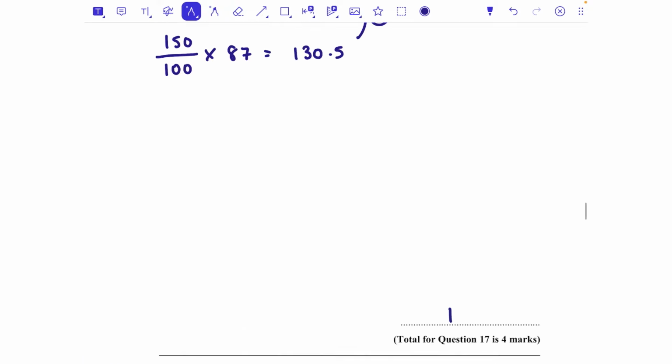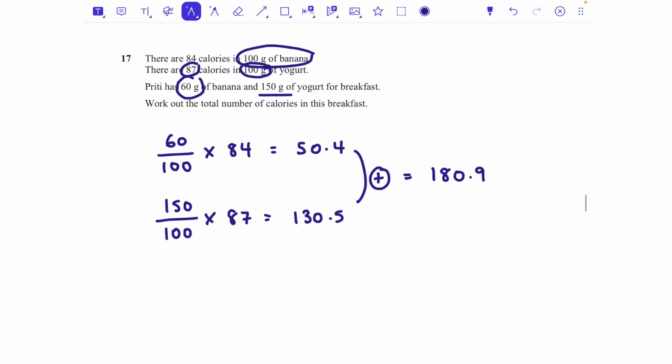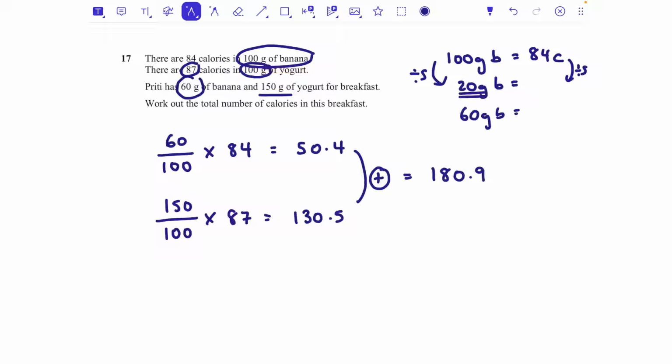So another way of doing that would be to break it down to a smaller number that you find helpful. So for example, if the 100 grams of banana is 84 calories, then you might say, well, I know that 20 grams of banana, I'm dividing by 5. I can divide the other side by 5 as well. And the reason I'm getting 20 grams is because we want to get to 60 grams of banana. So you could then times by 3. So if you divided by 5, you'd get 20 grams.